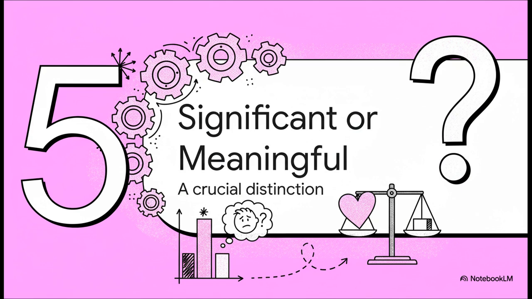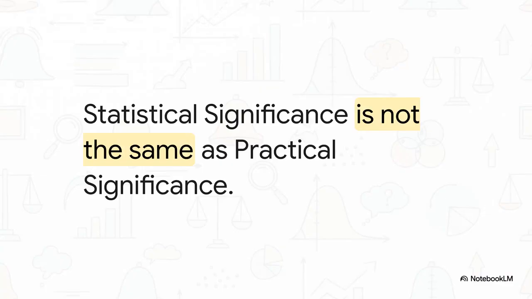Okay, this brings us to the final, and I would argue the most important piece of this whole puzzle. Just because a result is statistically significant doesn't automatically mean it's actually important in the real world. Let me be as clear as I possibly can be on this. Statistical significance is not the same thing as practical significance. They are 2 totally different ideas, and confusing them is probably the biggest data mistake you can make.